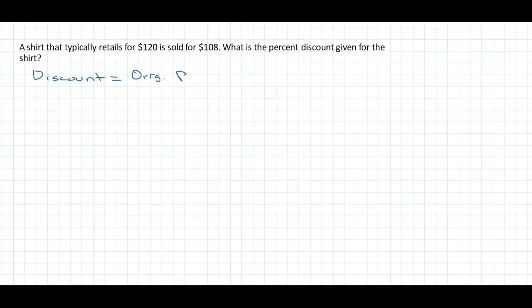original price, I'm just going to use short forms here, minus final price. So this is going to give me $120 minus $108, and if you do this, it should give you $12. Now we want to find out the percent discount given.